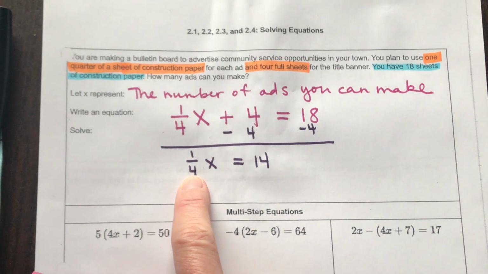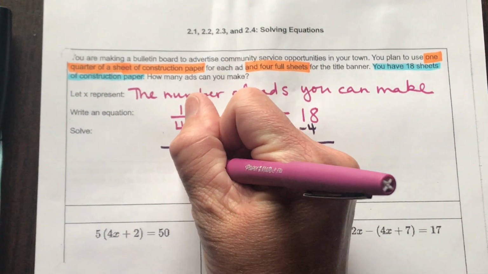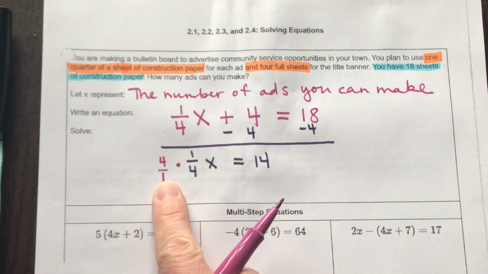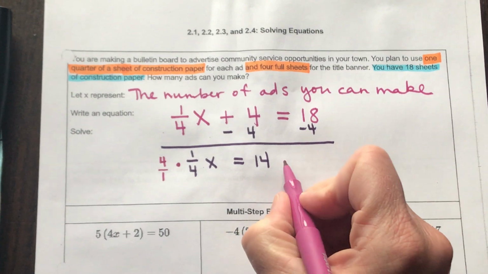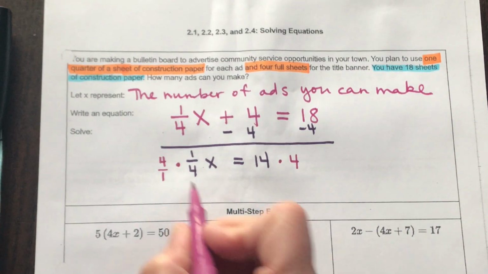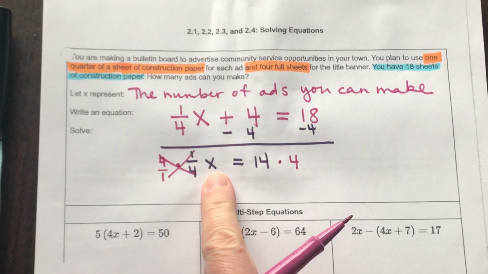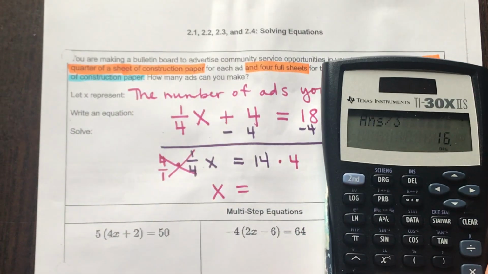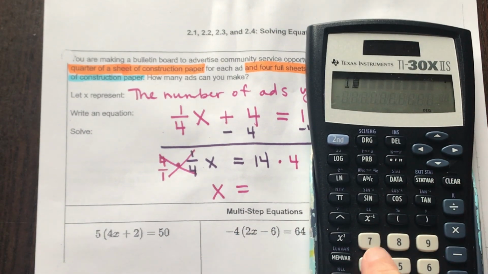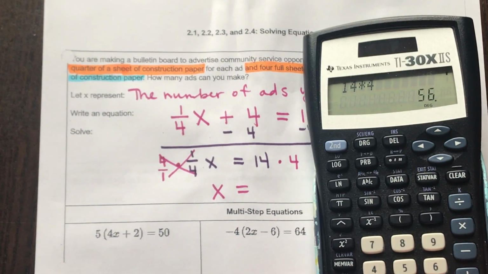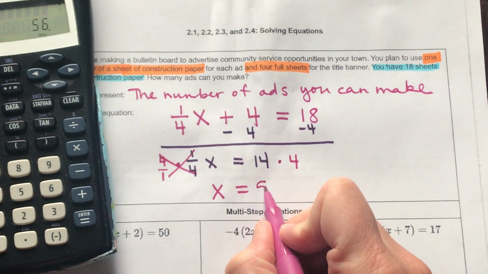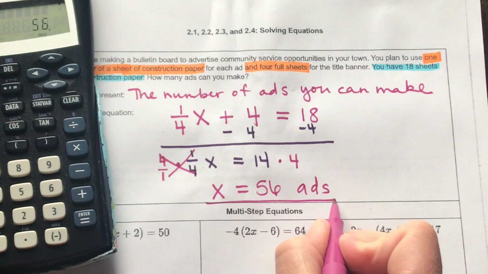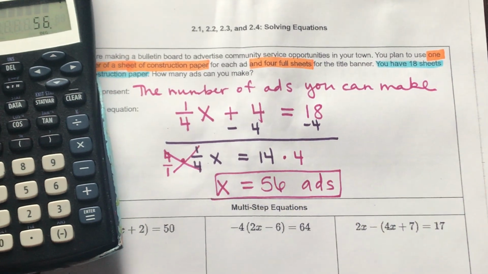Now, to multiply by my reciprocal would be how I would solve for x. So the reciprocal of 1/4 would be 4/1, which is really just the number 4. So I will multiply the right side by 4. When I simplify here, my solution for the number of ads will be 14 times 4, which is 56. So I can make 56 ads with the 18 pieces of construction paper that we have.